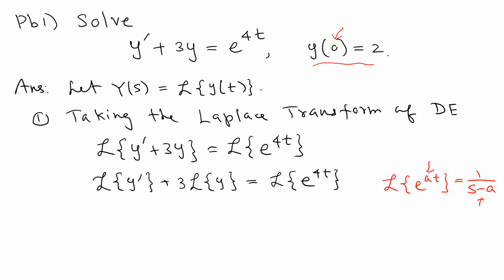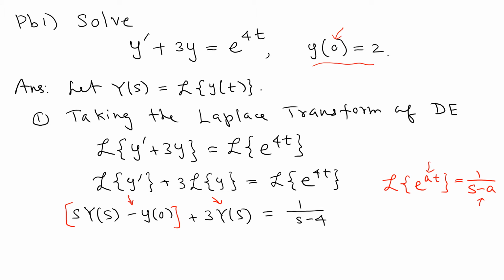The first one is going to be sY(s) minus y naught, coming from the derivative part. The second one gives you 3Y(s), equal, and then you can see there are no other terms, just the Y(s). On the other side, we can use that exponential function property, so it's going to be 1 over s minus 4. So that's the first step.